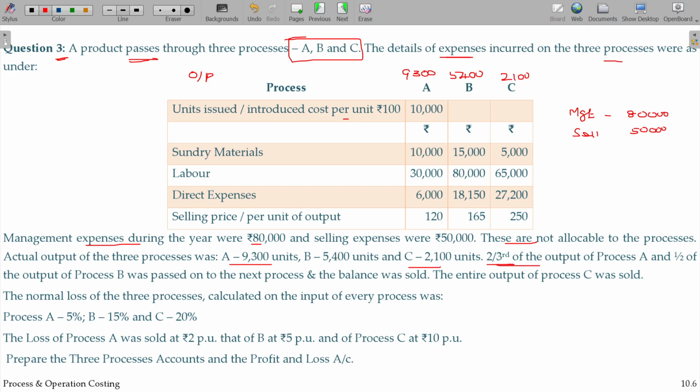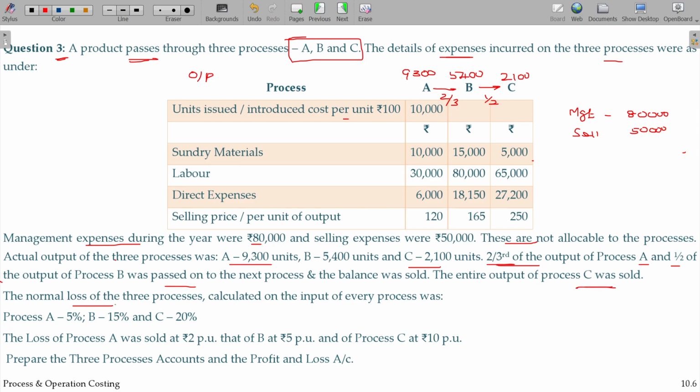And 2/3 of the output of process A and 1/2 of the output of process B was passed on to the next process. Okay. So from A to B, whatever output we realized from A, 2/3 is transferred. And from B, half is transferred. Balance is immediately sold. So sold, that will be transferred to the costing P&L account. The entire output of process C was also sold. Everything in C was sold.